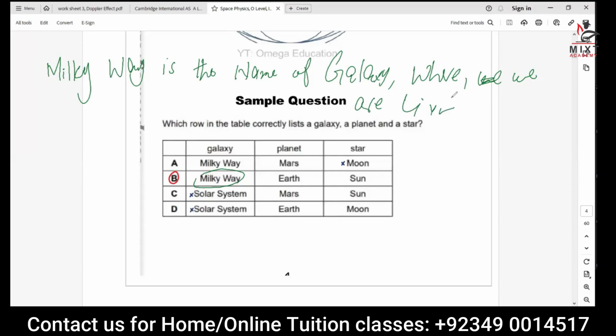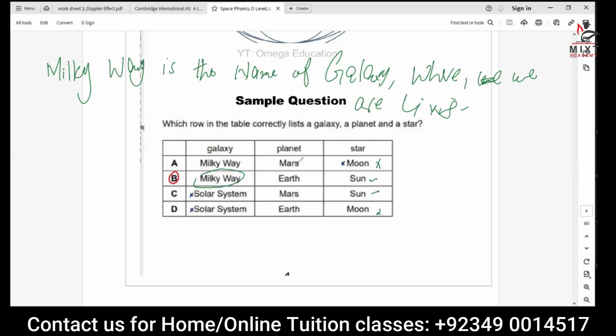Okay, sir, noted. Milky Way is the galaxy in which we live. Yes. So here they are asking to identify galaxy, planet, and star. Let's talk about the star. As we know, moon is not a star. There is only the Sun. Sun is a star, right?